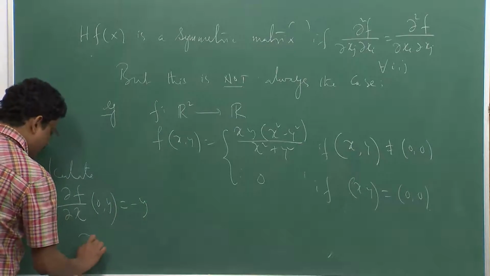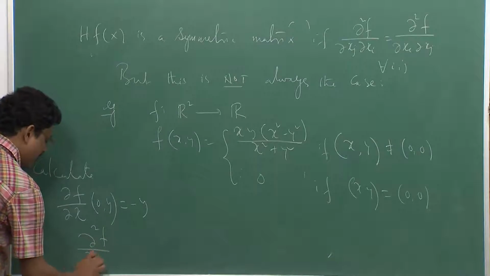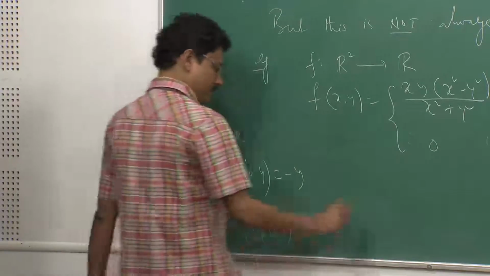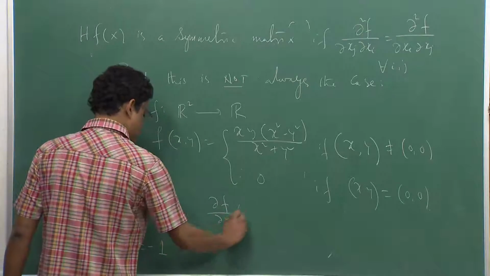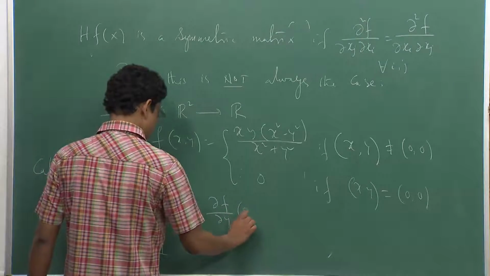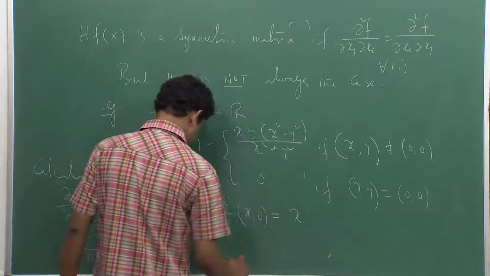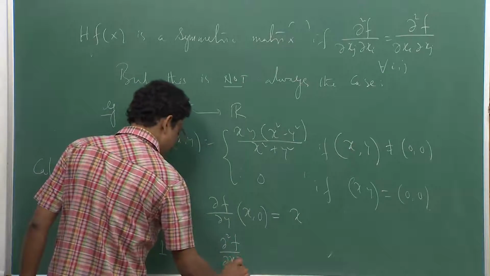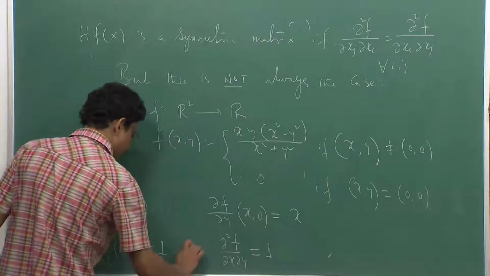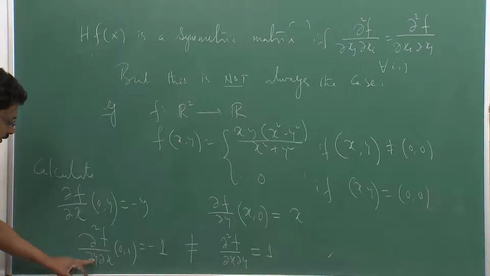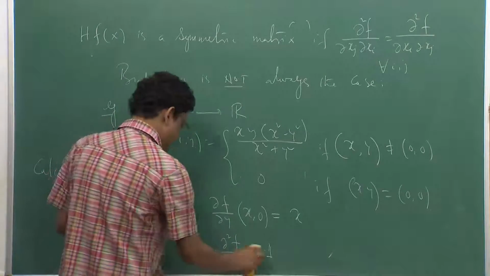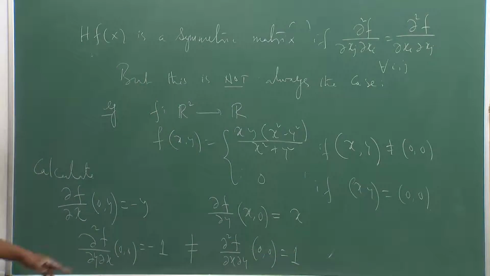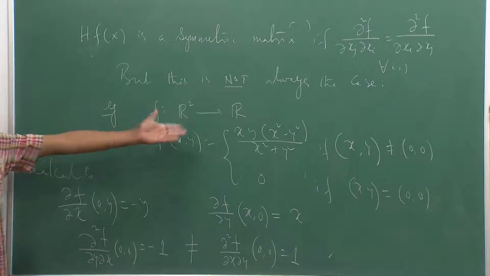So, del square f del y del x at 0 0, so you verify this calculation, is equal to minus 1, whereas del f del y at x 0, this will be x. So, del square f del x del y, this will be equal to 1, clearly these two are not equal. So, del square f del y del x and del square f del x del y at 0 0, they are not equal, one is minus 1, the other is 1. You do this calculation very easily, you just go do the derivatives.